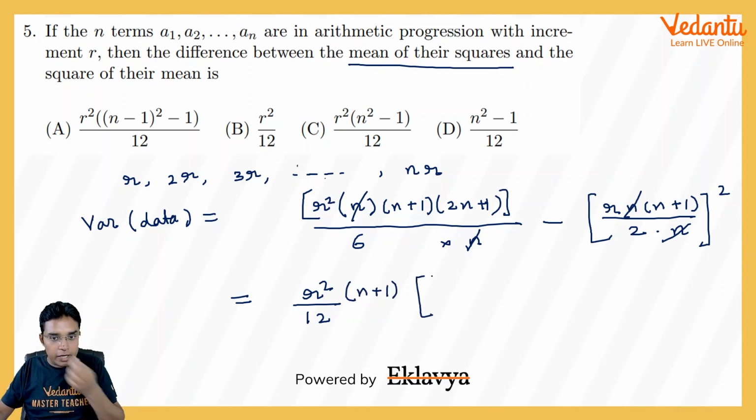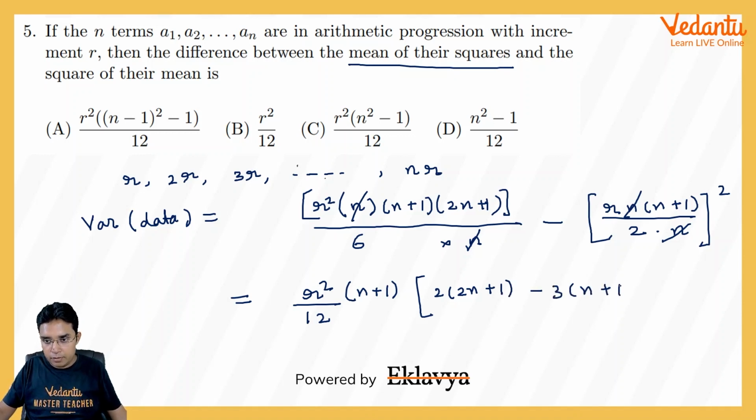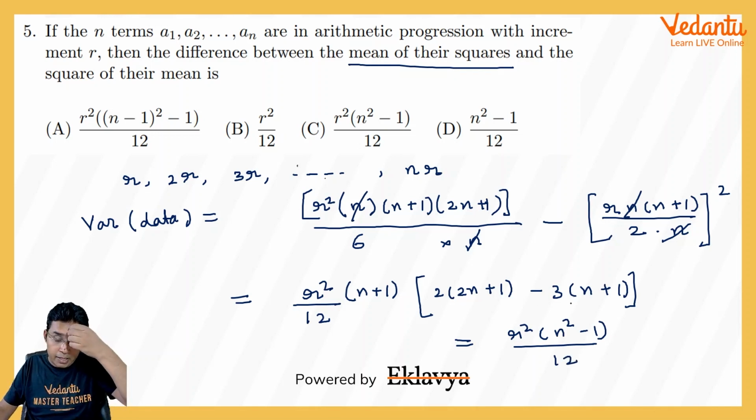Then what I will be left with is 2 into 2n plus 1 minus 3 times n plus 1 here. So you will be getting R square into n square minus 1 upon 12. This is 4n minus 3n, n minus 1. So answer will be C.